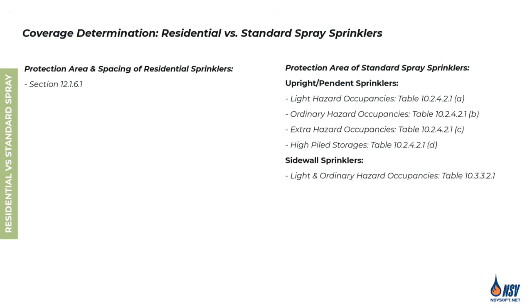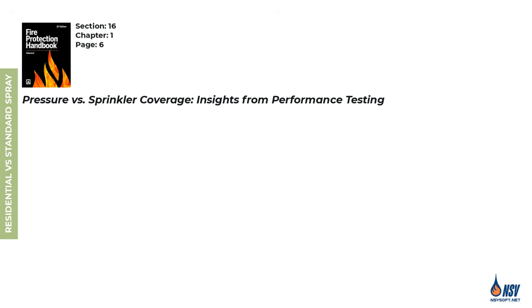One of the biggest differences between residential and standard spray sprinklers lies in how their coverage area is determined. Before delving deeper into this distinction, let's explore the general relationship between pressure and sprinkler coverage as observed during performance testing. For all types of sprinklers, including standard spray, extended coverage, ESFR, CMSA, and residential, the actual coverage area is influenced by the available water pressure.